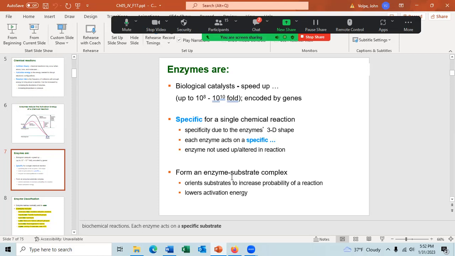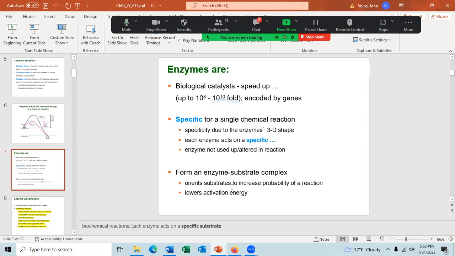Furthermore, the enzyme actually binds to the substrate and then forms an enzyme substrate complex. It's the enzyme substrate complex that increases the probability of a reaction occurring by putting stress on the existing chemical bonds of the substrate, making it more likely that the bonds will break and then form the product.